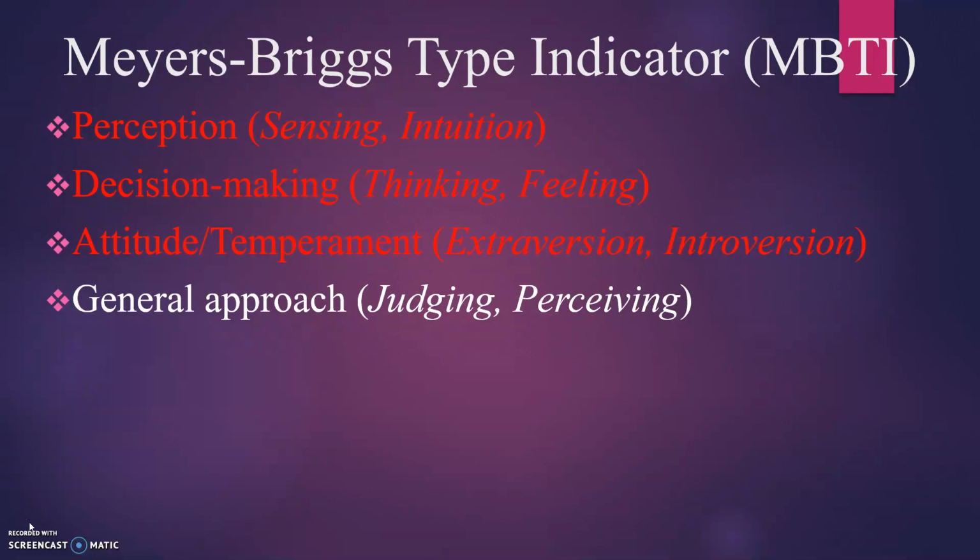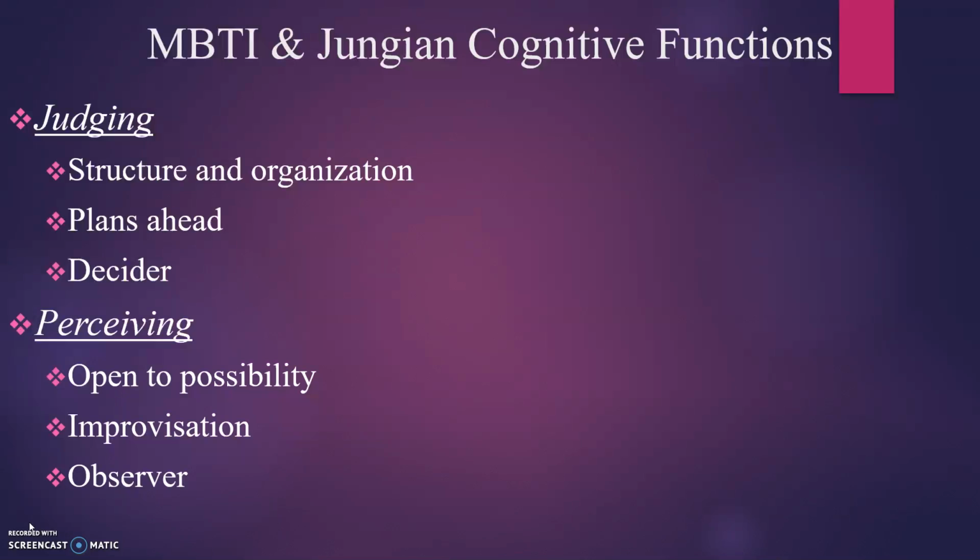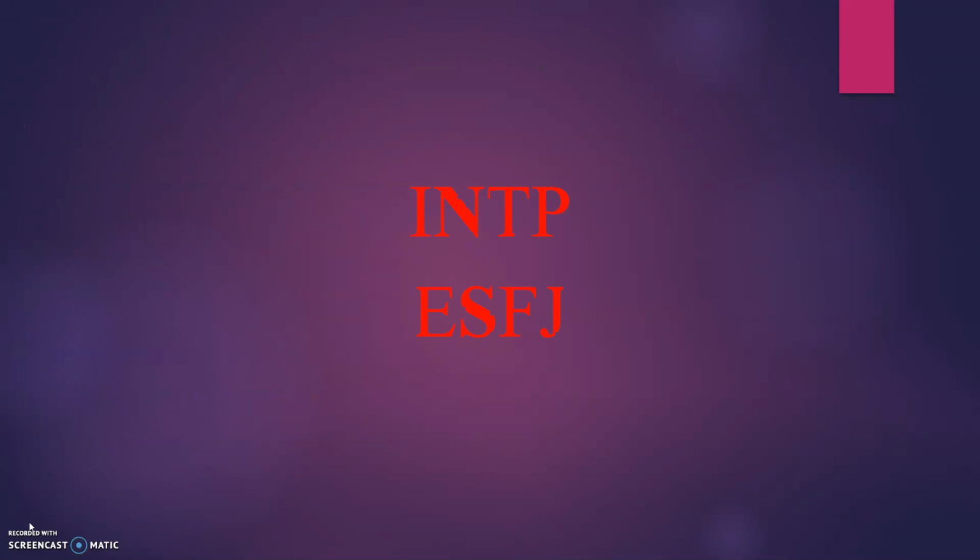Let's talk about, lastly, one's general approach to life, which is determined by a preference toward judging or a preference toward perceiving. Judging are individuals that are very structure and organization oriented. They tend to plan ahead, and they are decider types, whereas perceivers are open to possibility, they like to improvise, and they are more observers of the environment rather than deciders. So that takes care of all the letters.